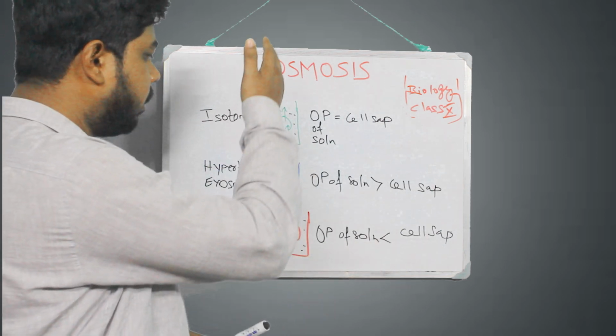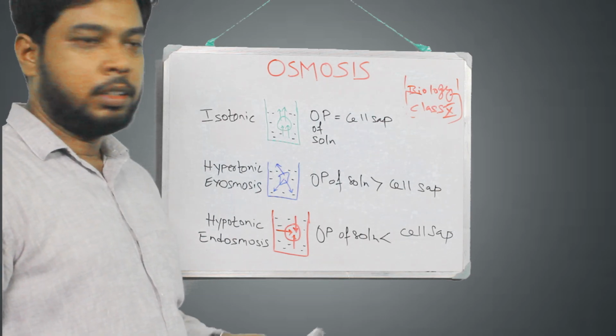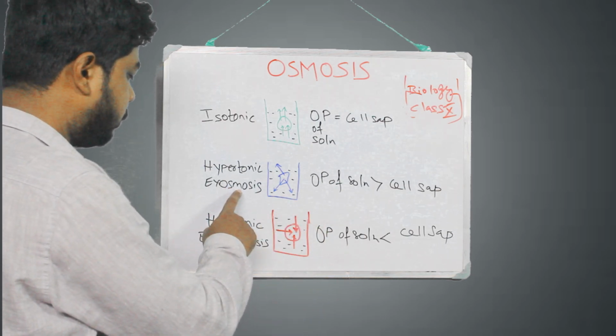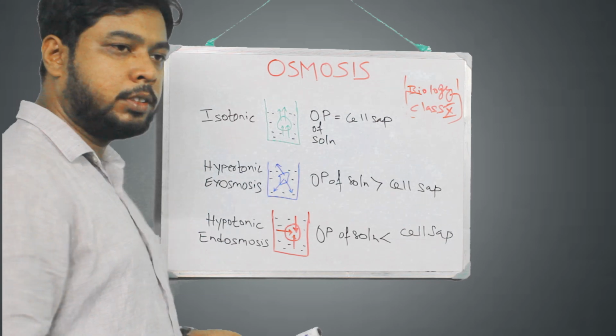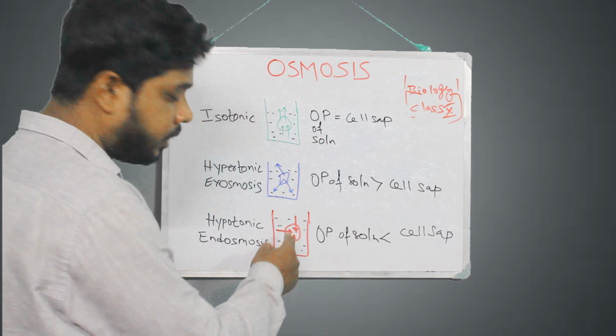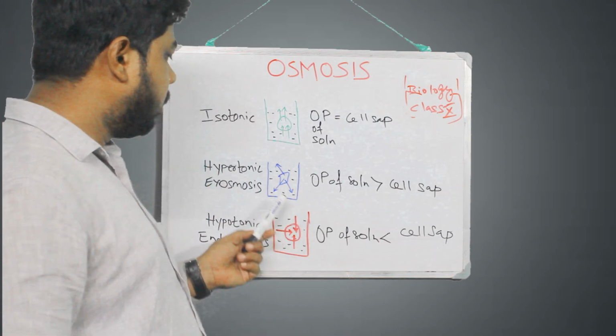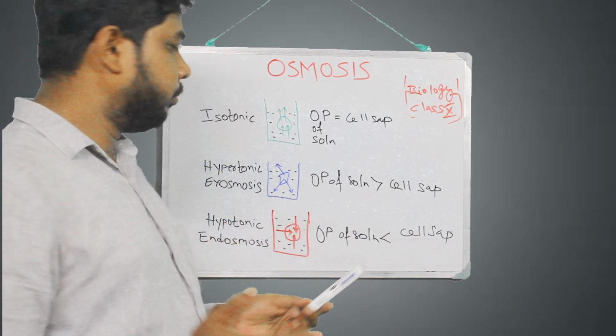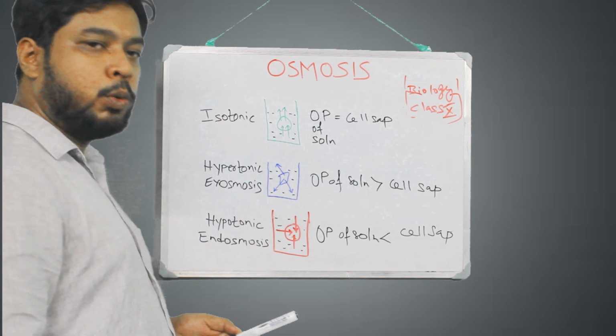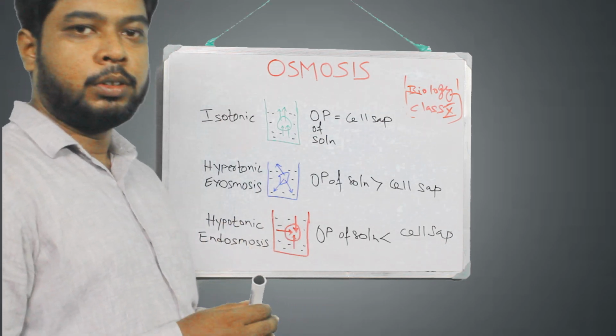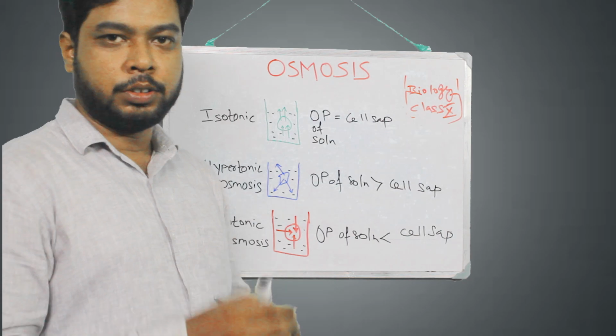So these are the three experiments conducted: osmosis, exosmosis and endosmosis. Endosmosis means the water is entering into the cell, as you can see in the arrow, and in exosmosis, the water is leaving the cell, as you can see in the blue arrow. Now we will discuss the various aspects of osmosis.